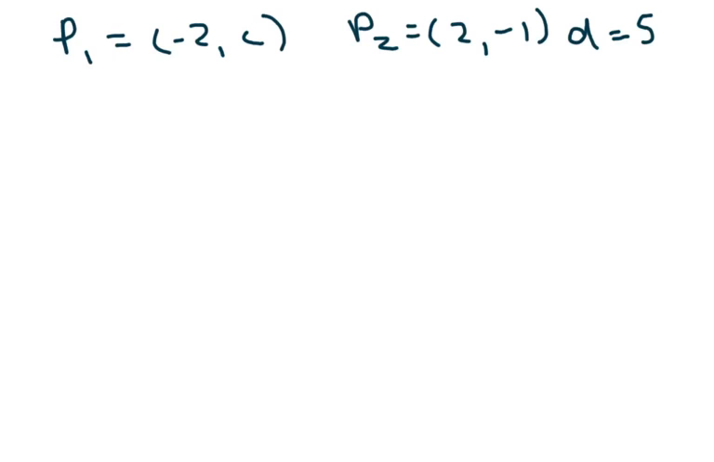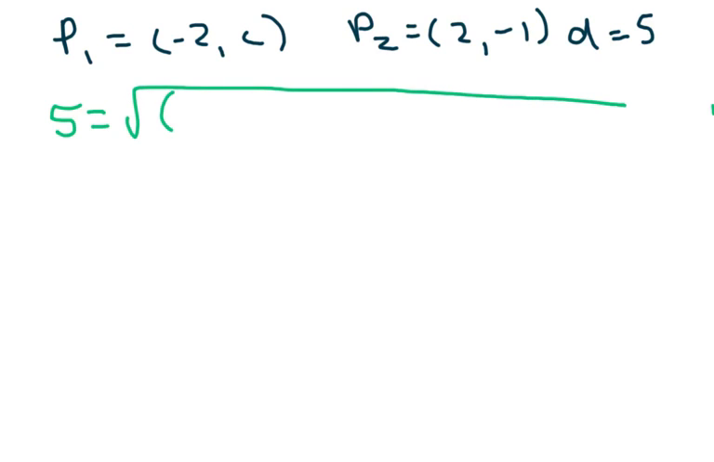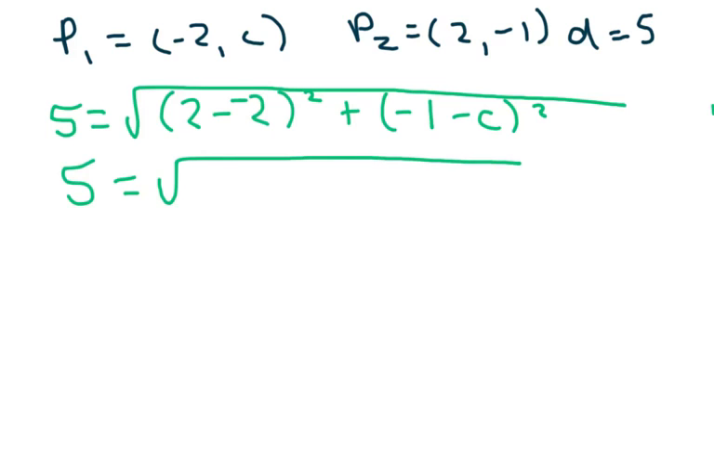And a lot of times you can get 2 solutions on this. So here we have another one. I'm trying to find which one this is so I don't make a mistake. All right. So we have 5 as our distance. The square root of 2 minus a negative 2 squared plus negative 1 minus C squared. All right. So we have 5 equals the square root of, this equals 4. So that's 16 plus negative 1 minus c squared.